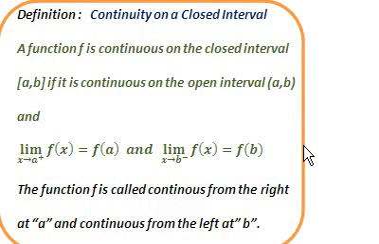Okay, we got kind of abruptly cut off in that last part of that video, so I'm just going to start over here. We're looking at the definition of continuity on a closed interval. A function f is continuous on the closed interval [a, b] if it is continuous on the open interval (a, b), and, right, so this has to be true here, that the limit of f of x as x approaches a from the right-hand side is equal to f of a, and the limit of f of x as x approaches b from the left-hand side is equal to f of b.